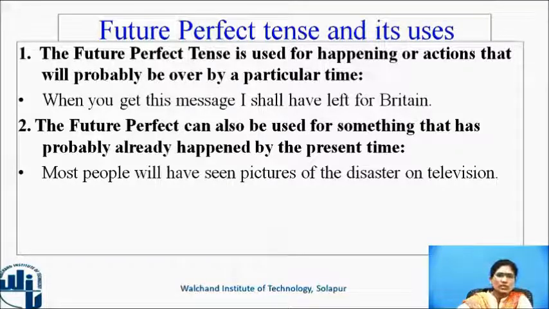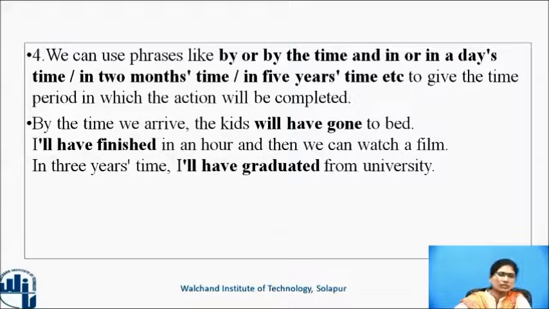Example, when you get this message, I shall have left for Britain. The future perfect tense can also be used for something that has probably already happened by the present time. For example, most people will have seen pictures of the disaster on television. In future perfect tense, we can use phrases like by or by the time and in a day's time or in 2 months' time or in 5 years' time, etc.